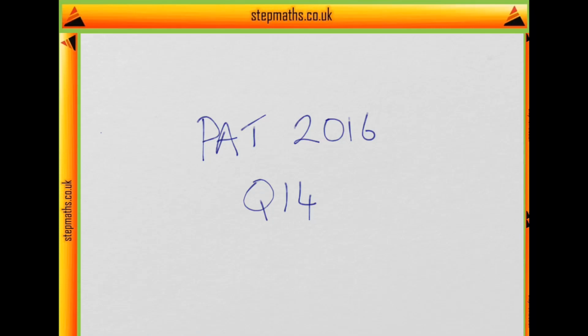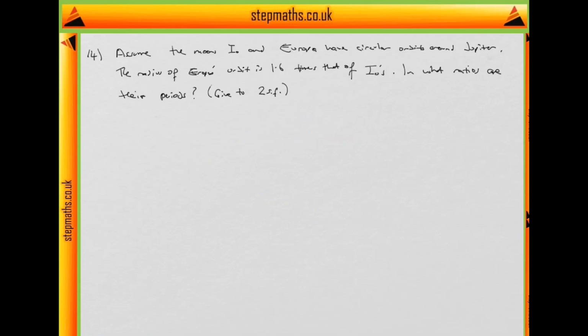Hi, today I'm going to go through the 2016 PAT paper looking at question 14. So question 14, we're told to assume the moons Io and Europa have circular orbits around Jupiter. We're told the radius of Europa's orbit is 1.6 times that of Io's. And we're asked in what ratio are their periods, and to give it to two significant figures.